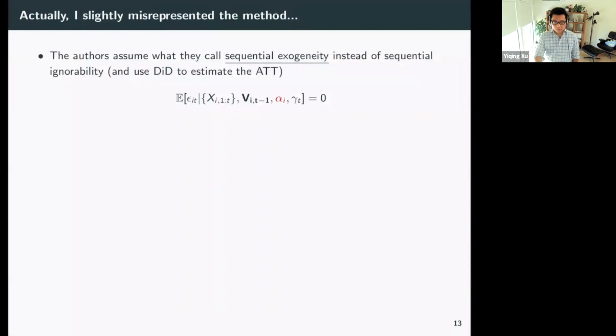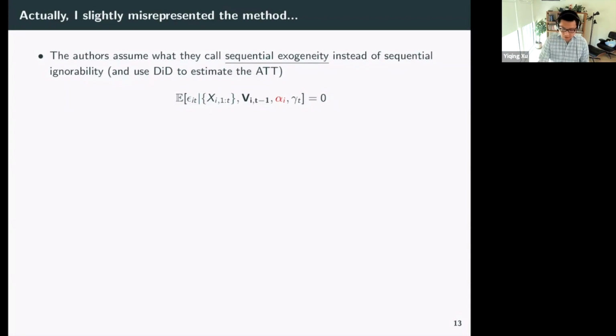Okay, so actually, I apologize, I slightly misrepresented the method. The authors do not assume sequential ignorability; they assume sequential exogeneity. So I will explain what that means instead of sequential ignorability, and they use difference in differences to estimate the ATT. And so what does that mean?